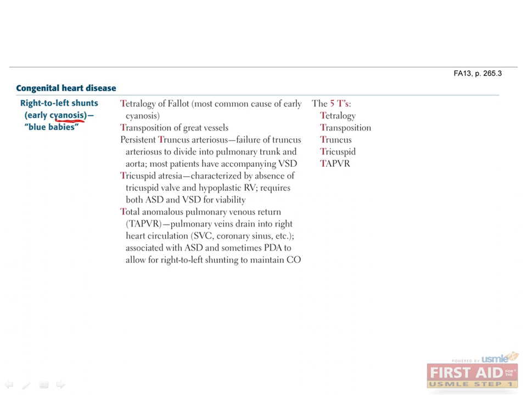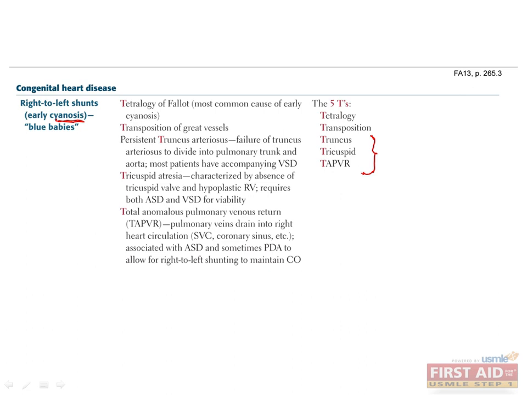We will talk about the first two of the 5 T's on this list, tetralogy of Fallot and transposition of the great vessels, in a few minutes. Right now, we'll focus on the other 3: truncus arteriosus, tricuspid atresia, and total anomalous pulmonary venous return, or TAPVR.